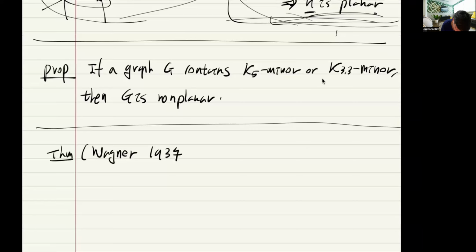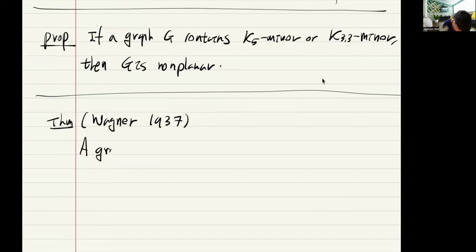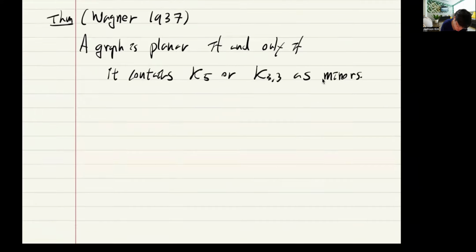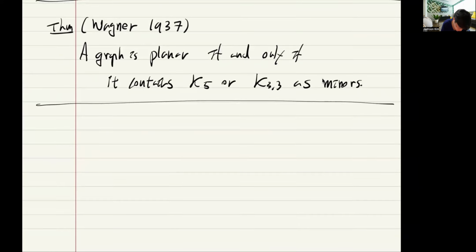Wagner in 1937 proved that a graph is planar if and only if it does not contain K5 or K33 as minor. So this is actually a complete characterization.